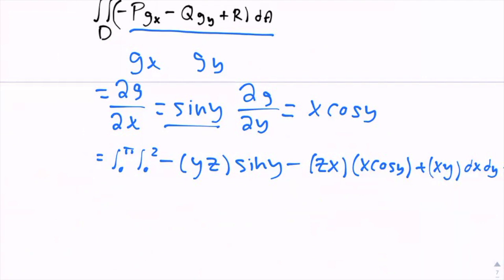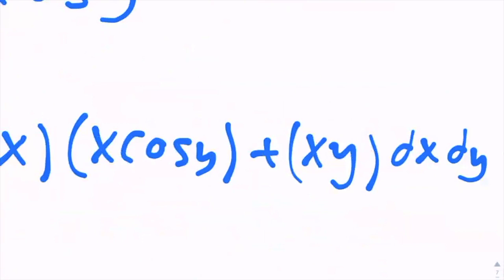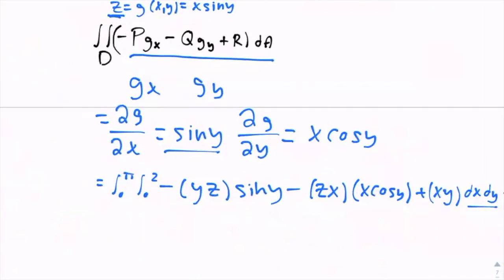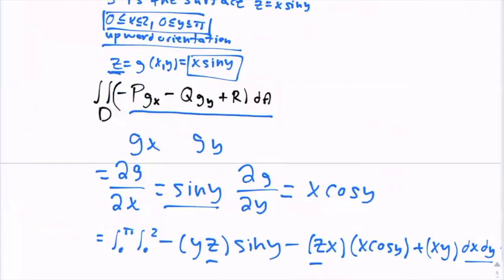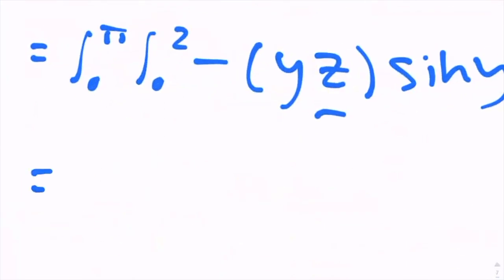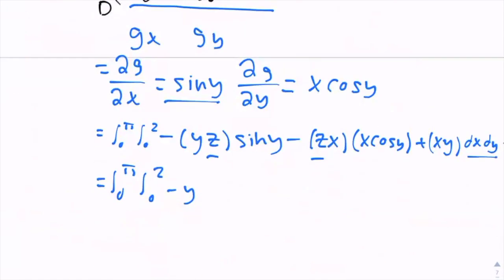Now all we have to do is the fun parts. Sorry, before we do that, we need to take one more step, which is plugging in our z value. We're only integrating with respect to x and y, but we still have z's in here. To do that, we simply plug in z equals x sine y. When we simplify that out, we get minus y times x sine y.